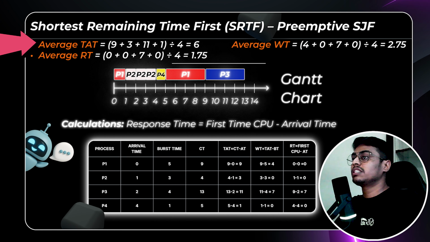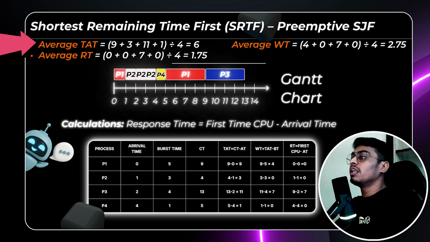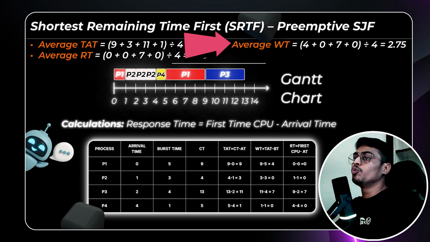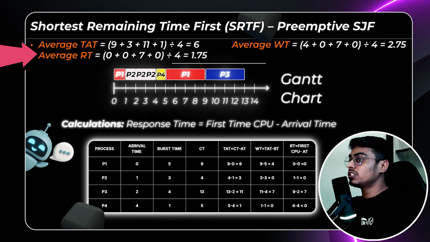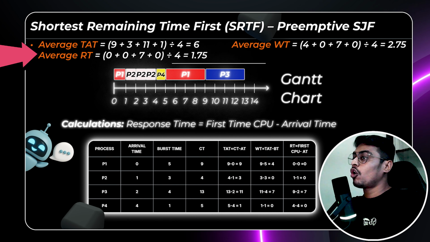To calculate average turnaround time, total all turnaround times: 9 plus 3 plus 11 plus 1 equals 24, divided by 4 equals 6. Now calculate average waiting time: it will be 11 divided by 4 equals 2.75. And if they ask average response time also, 0 plus 0 plus 7 plus 0 equals 7, 7 by 4 equals 1.75. So this is how we can solve all these questions.